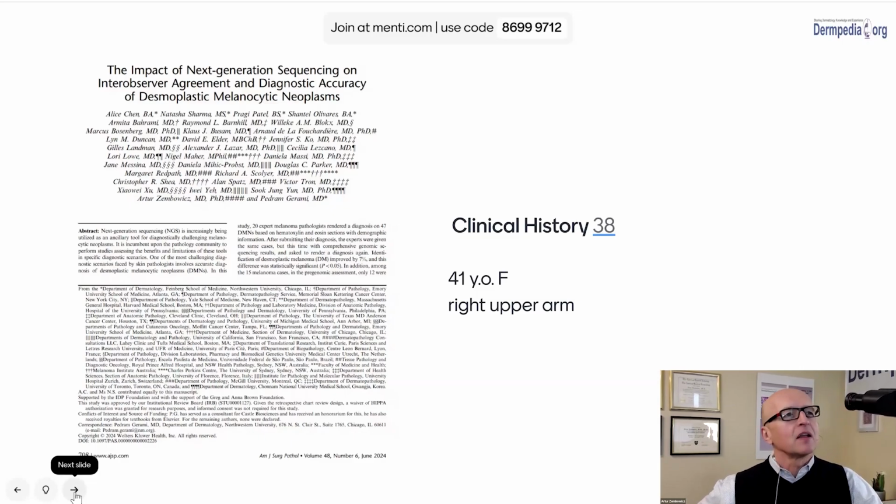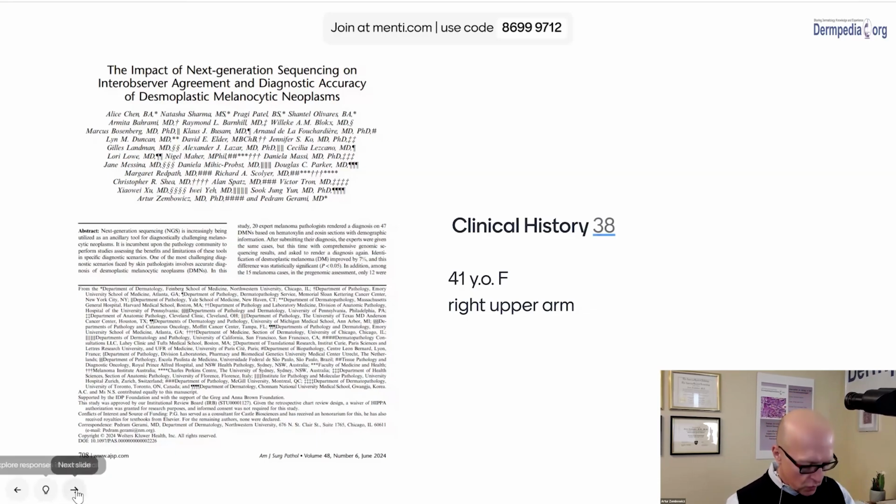So the second paper that we draw some cases from is that one. It just came out last year, I believe, in June 2024. Impact of NGS sequencing on inter-observer agreement and diagnostic accuracy of desmoplastic melanocytic lesions. Here we had close to 50 desmoplastic melanocytic proliferations, and we were doing that exercise trying to make our best diagnosis at that time based on histology, and then we learned about the genetics, and we were just doing that again.